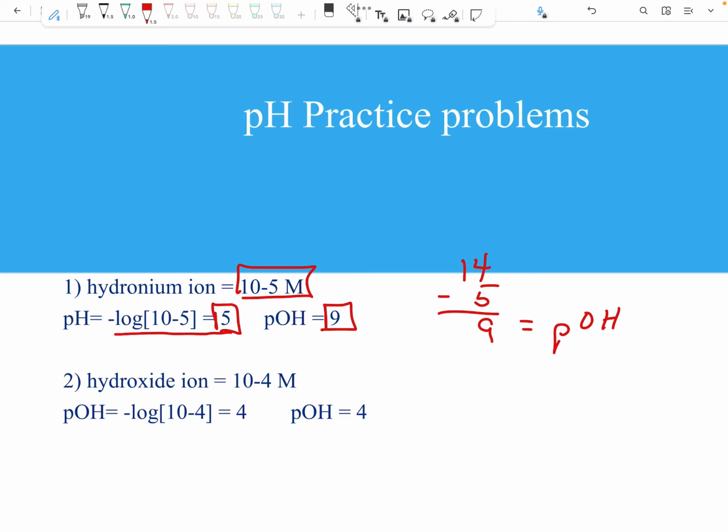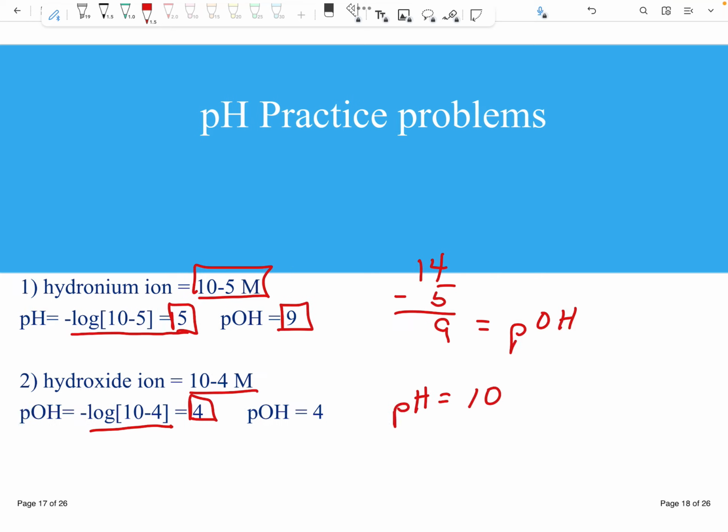Same thing with the hydroxide ion concentration. If you were given a concentration of 1 times 10 to the minus 4 molar, then you could take the negative log of that, find the pOH, and if the pOH equals 4, then the pH is going to equal 10 because they all have to add up to a total of 14.